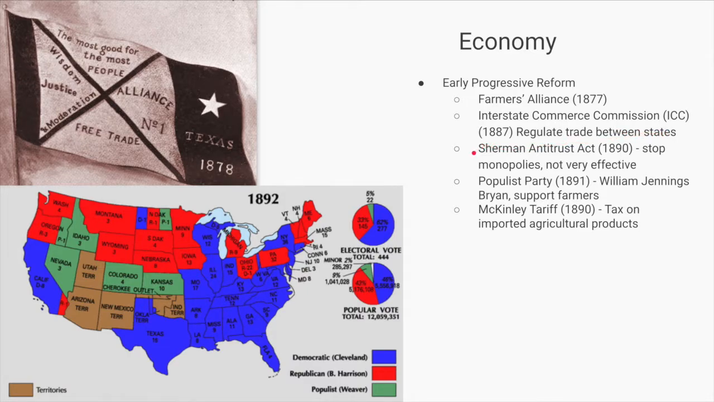We also see the Sherman Antitrust Act, and this is to stop competitive pricing and things that allow monopolies to exist, okay? Unfortunately, it's not very effective, this Sherman Antitrust Act, and they're going to have to pass another antitrust act coming up, but we'll get into that in the next unit.